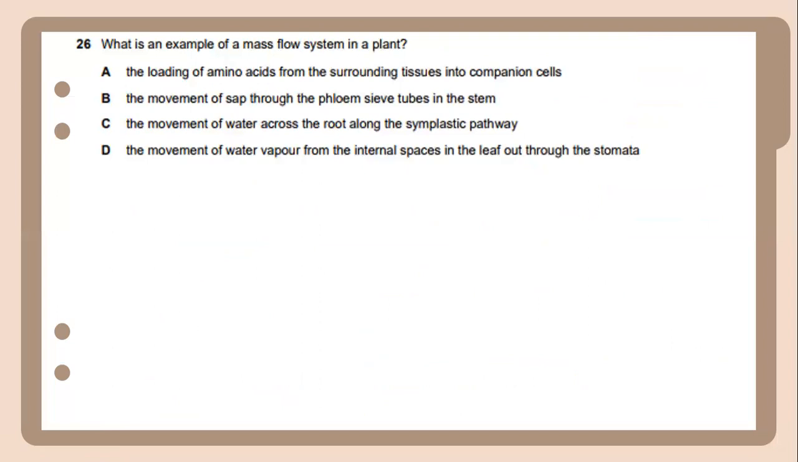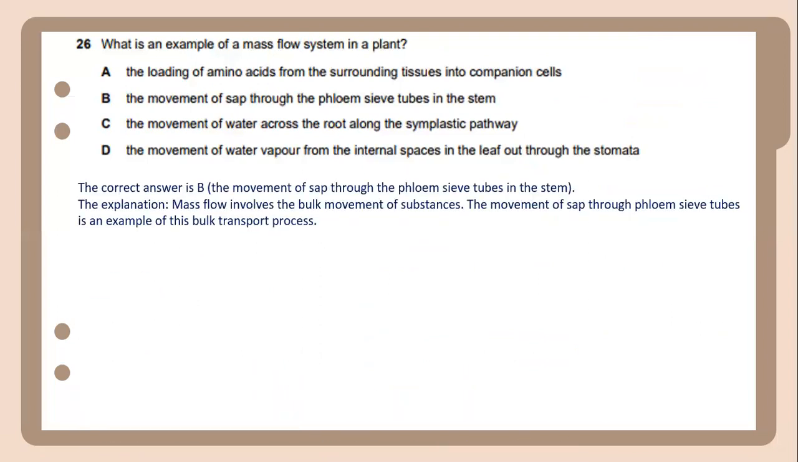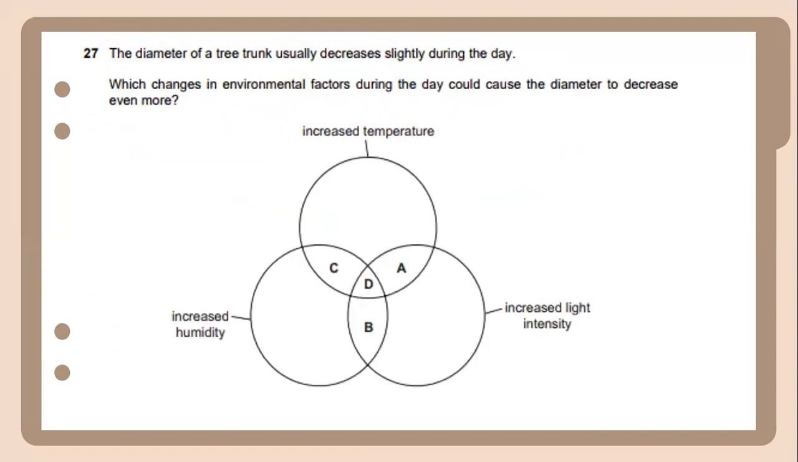What is an example of a mass flow system in a plant? The movement of the sap through the phloem sieve tube in the stem. This can be explained by mass flow involving the bulk movement of substances. The movement of sap through phloem sieve tubes is an example of this bulk transport process. Number 26, the diameter of a tree trunk usually decreases slightly during the day. Which changes in environmental factors during the day could cause the diameter to decrease even more? This is also a common question which already exists in May 2021.